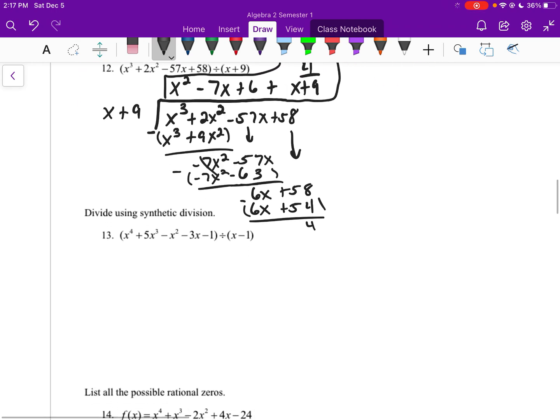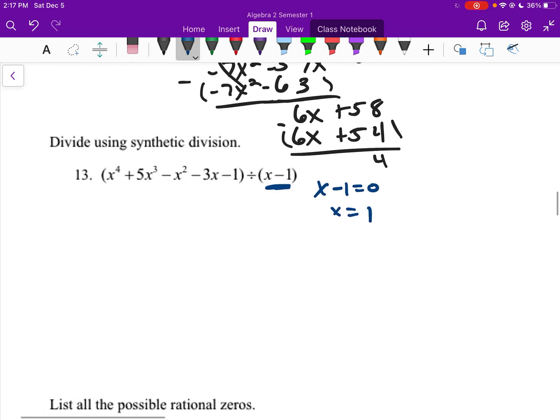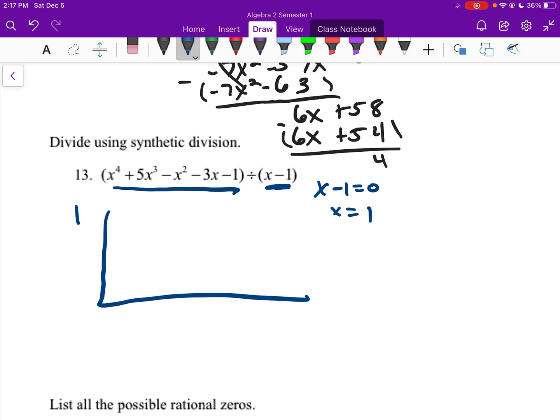All right, divide using synthetic division now. Whenever you're dividing using synthetic division, remember you're going to take your divisor, which is x minus 1, set that equal to 0, which gives you 1. So that is the value that will go on the outside of the box. And then the coefficients from the dividend, or this polynomial here, go inside the box: 1, 5, negative 1, negative 3, negative 1.